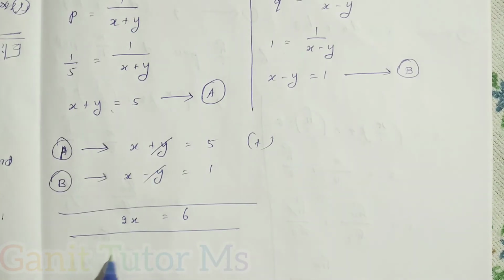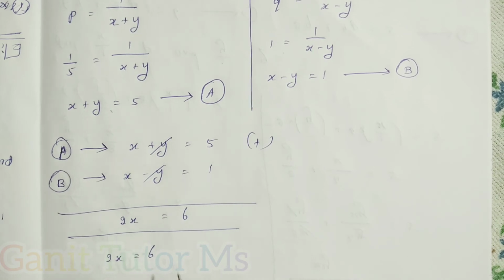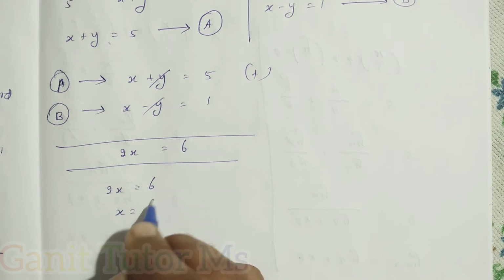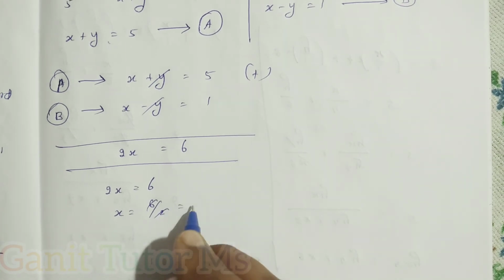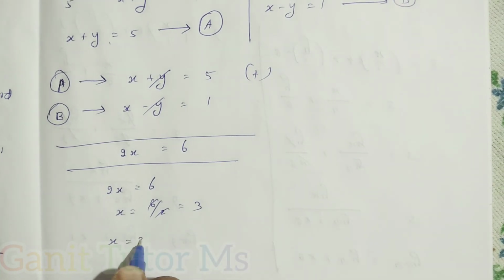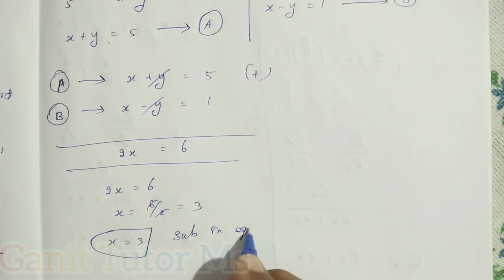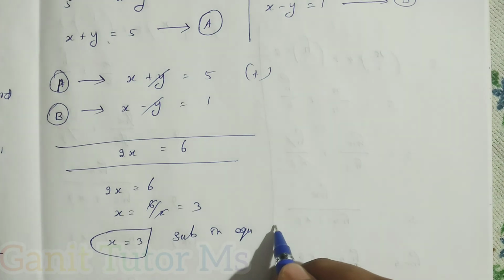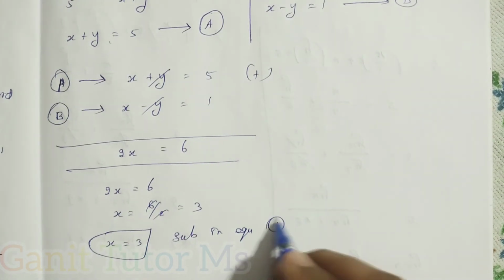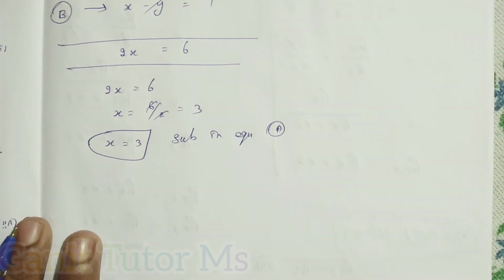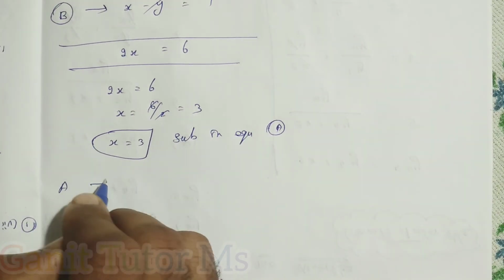Then we can find out 2x equal to 6. Then x is equal to 6 divided by 2. Then x is equal to 3. So we find out x is equal to 3. Now we can substitute this x in equation A or B, right? So we can substitute in A, not the first equation, right? So now in equation A, what is the equation here?